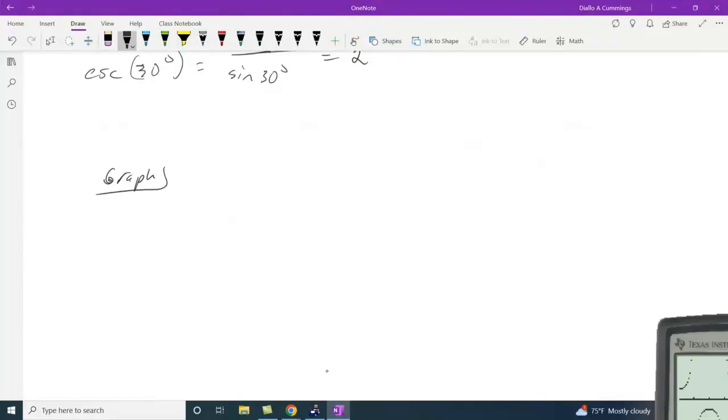Graph y is equal to 2 secant 1/2 x. Now, every trig function must carry an argument. Sometimes they'll put the argument in a set of parentheses, and sometimes they won't. So I'm going to put the argument in a set of parentheses. So I'm going to take this 1/2 x and just simply stick that in a set of parentheses. There is no secant function in our calculator, so I'm going to have to use a reciprocal function.